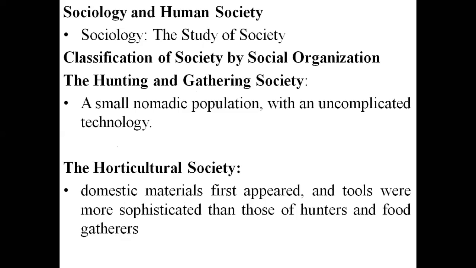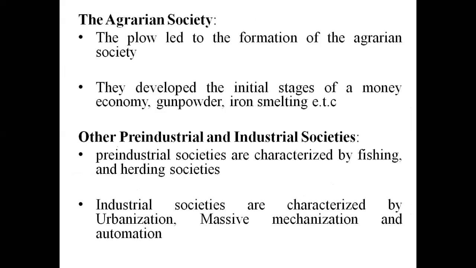So the second one is the horticultural society, the one after the hunting and gathering. They are developing tools in this horticultural society. Domestic material first appeared, and tools were more sophisticated. It's not as if it is a modern tool, but at least they have tools for their farming. They have tools to farm, tools for hunting, and tools to gather food. So that's the horticultural society.